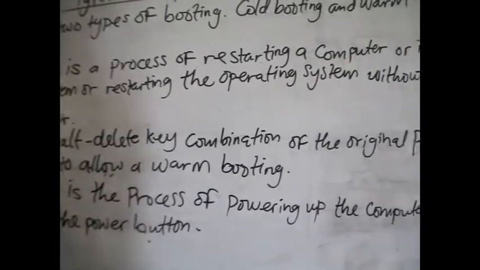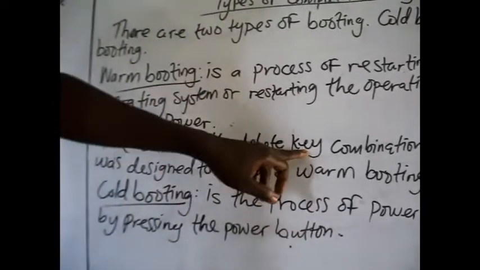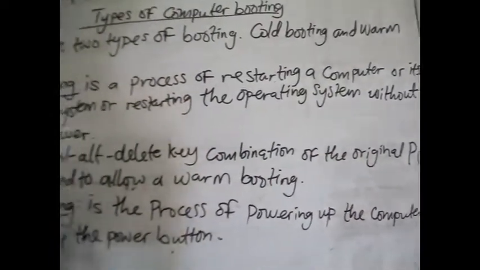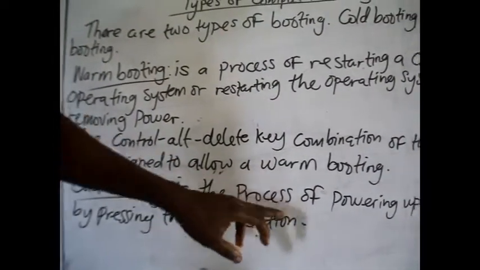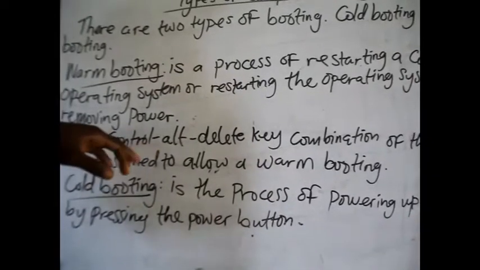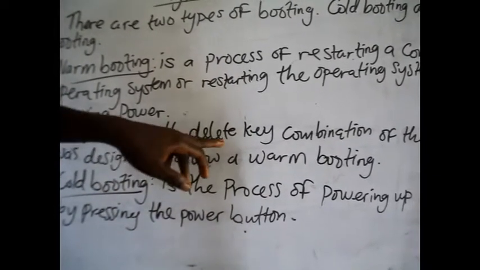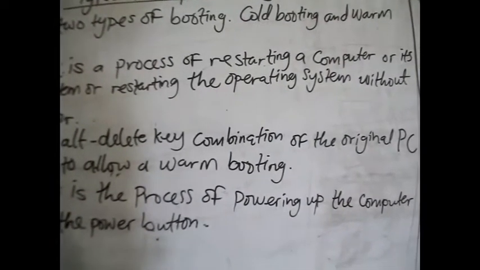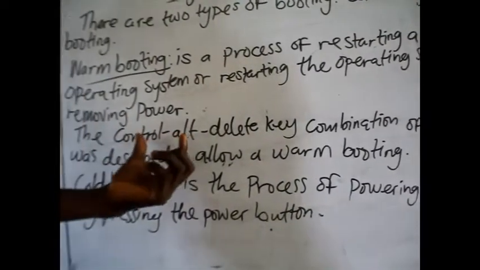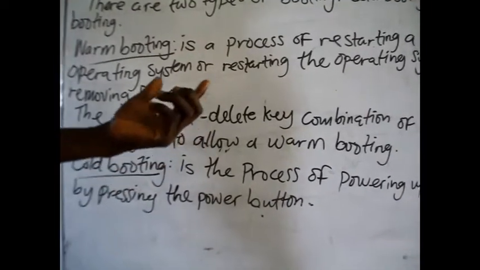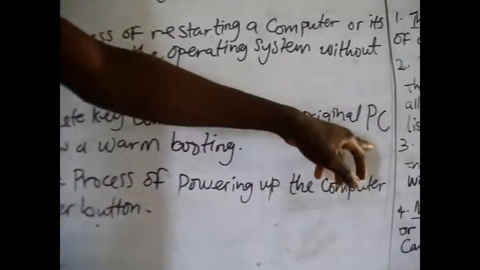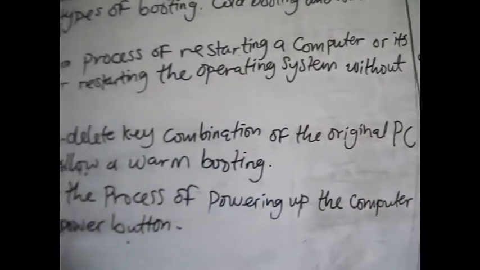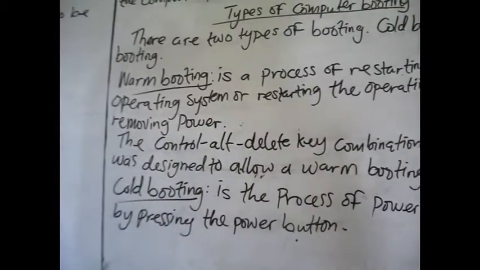The Control Alt Delete key is a combination of keys on the original PC which was designed to allow a computer to warm boot. By pressing the combination of these three keys, the Control key, the Alt key, and the Delete key, you are telling the computer to warm boot. That is, it should restart itself. And this combination of keys is only limited to the original PC. And what do we mean by PC? That's the personal computers, like the computers that have Windows on them.